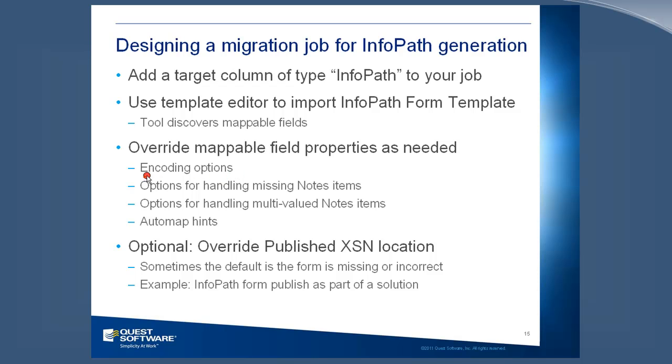So you might decide that one particular text field should be mapped as a common name out of your Notes name instead of an abbreviated name, or it should be mapped as a date field. And our defaults are usually pretty good, but you'll have cases maybe where you want to change the encoding options. You can put in rules for how you want to handle missing Notes items or multi-valued Notes items. And it'll be simpler if I just show you this in a demonstration.